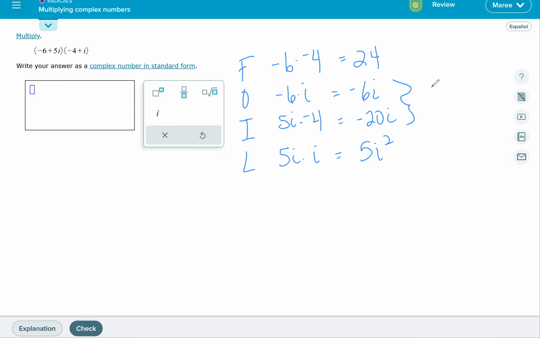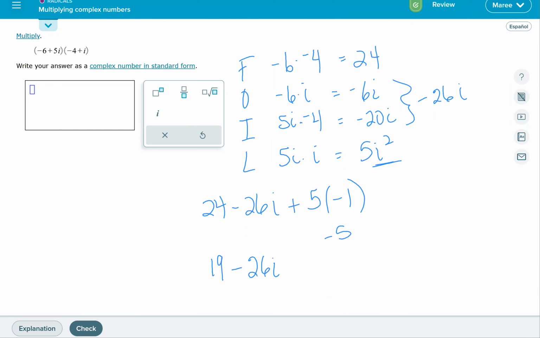These two are like terms, and they will combine together to get a -26i. So we have 24 minus 26i plus 5, and we have that i squared there, which we know is -1. So we have 24 minus 5, that's a -5. Okay, so 24 minus 5 is 19, and we're left with 19 minus 26i.